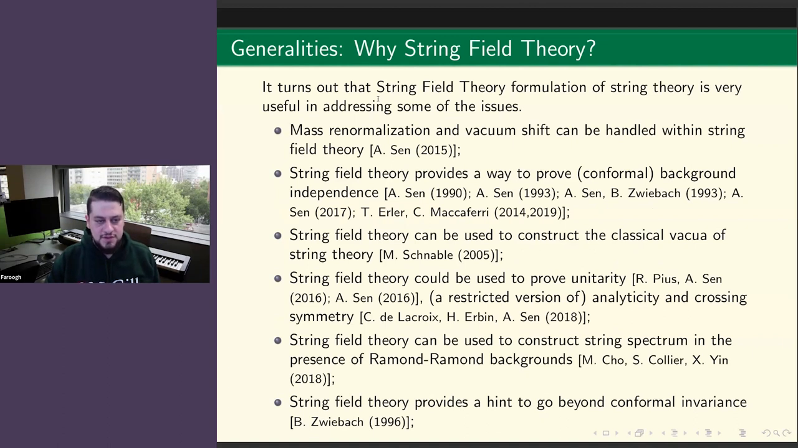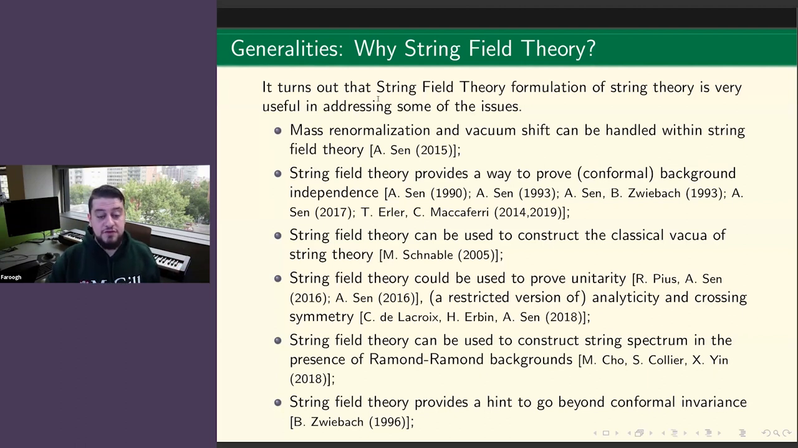A question: string field theory depends, one of the input data is a conformal field theory. So the question is how much the physics, for example, the computation of amplitudes, depends on the choice of this conformal background. String field theory basically can give an answer to that: if you choose two different conformal field theories to formulate string field theory, the related string field theory actions are related to each other by field redefinition. So basically the physics is the same. The physical quantities that you compute using the two actions are the same.